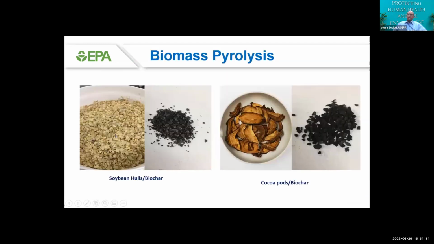Just showing here are soybean hulls, and this is the soybean hull biochar, because there are mountains of soybean hulls near the ADM facilities and other US soybean meal and soybean oil mills. Those are like mountains, tons of waste, which is either burnt or used for less valuable things. So some of it could be converted to biochar. Of course, the yield here is about 20 to 25%, whereas for cocoa pods it is about 30 to 35%.